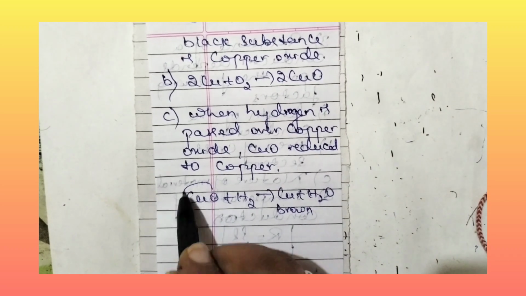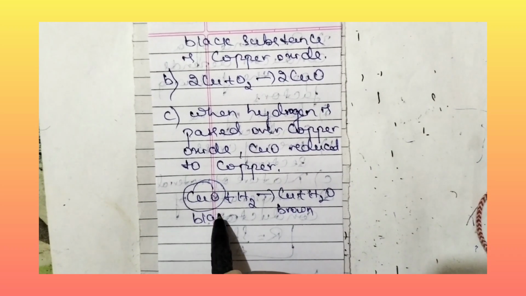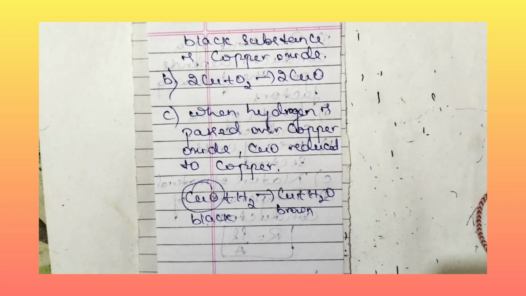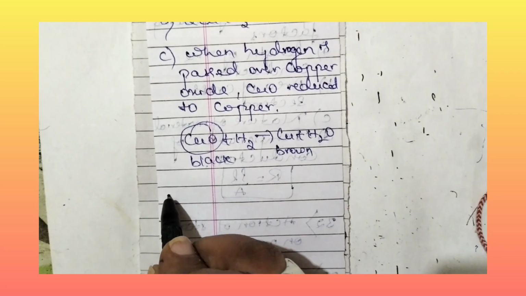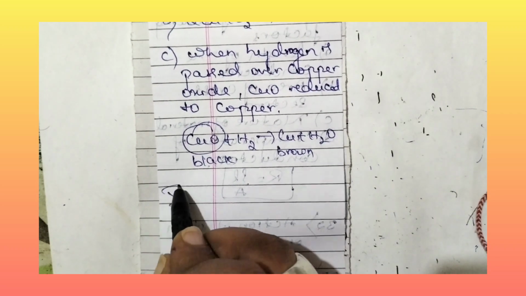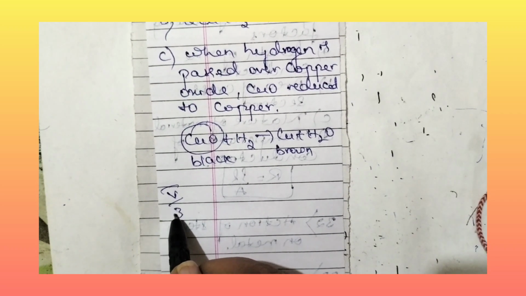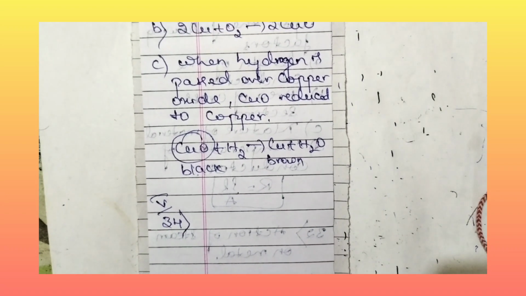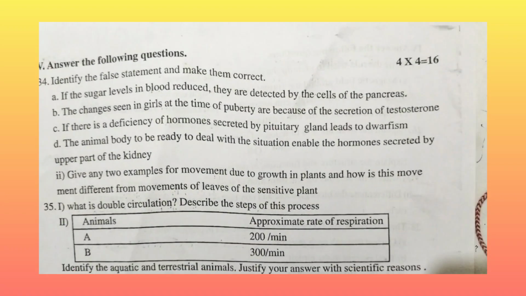So for black to turn brown, what is passed? Hydrogen is passed. So this is the answer for the 33rd internal choice question. Now let us move to the fifth section, that is the 4 marks question, that is the 34th question.